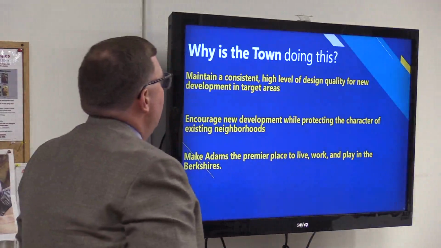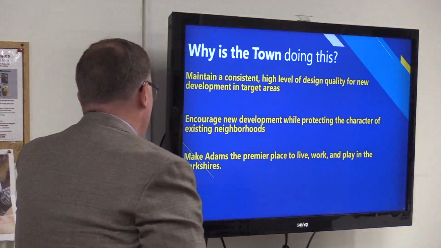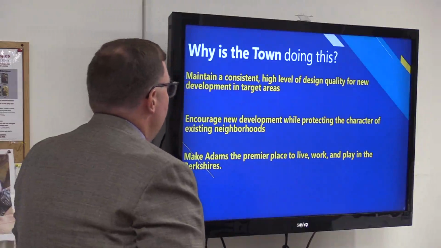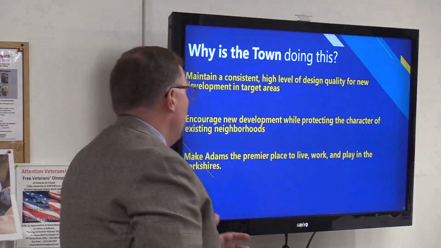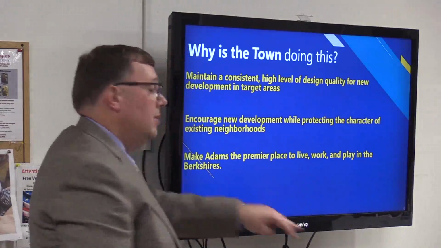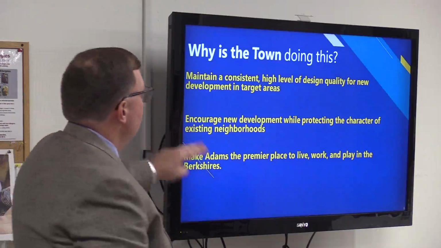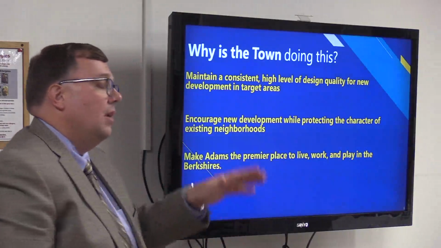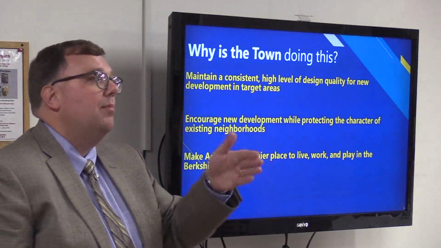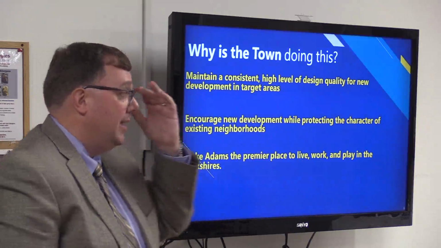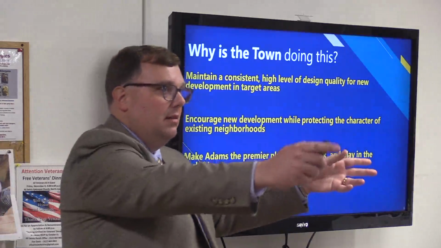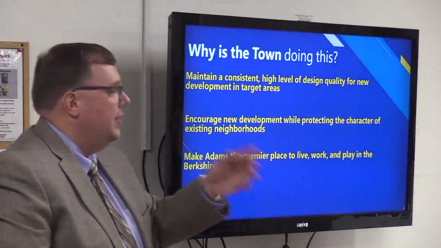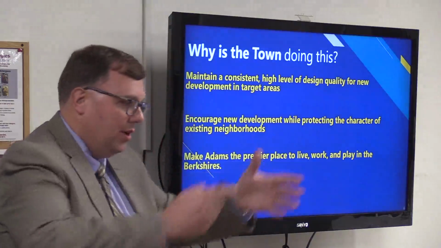Maintain a consistent high level of design quality for new development in target areas. Encourage new development while protecting the character of existing neighborhoods. And make Adams a premier place to live, work, and play in the Berkshires. The first two, Gail, this is where I'm going to try to get back to your statements a little bit. And Don, I'm going to kick it to you. Under 40R, it permits by right zoning, which means, again using my George and Dave example, Dave is going to come in and say, we're going to do this project.